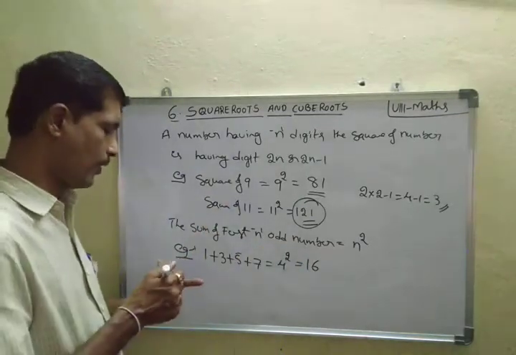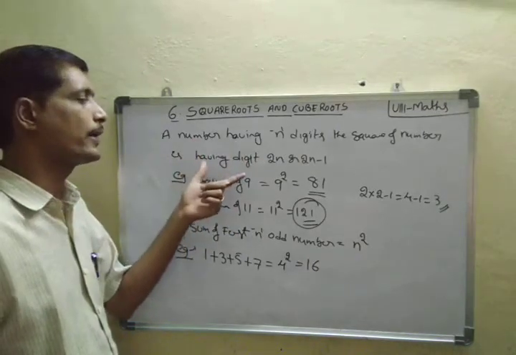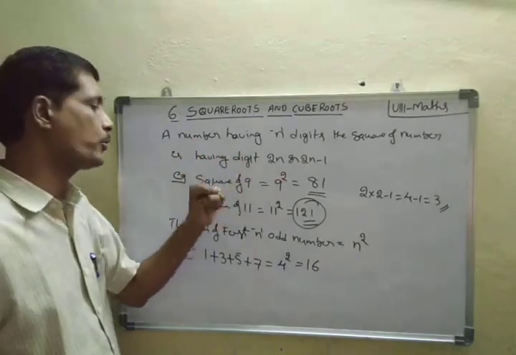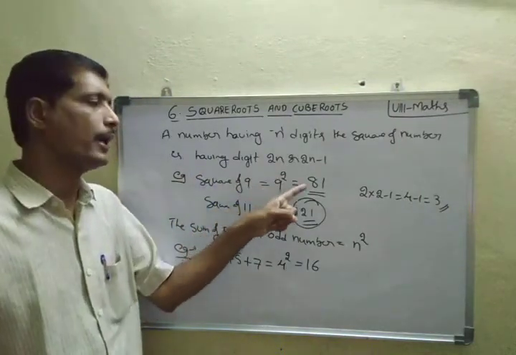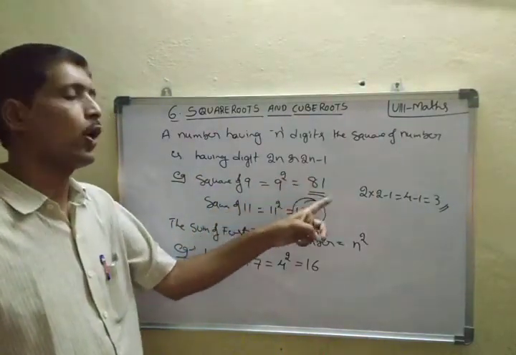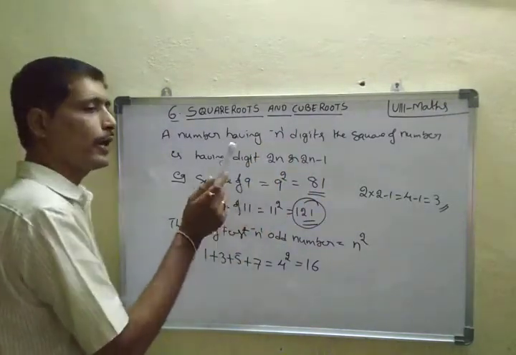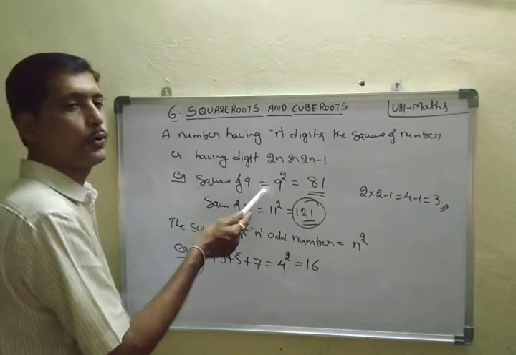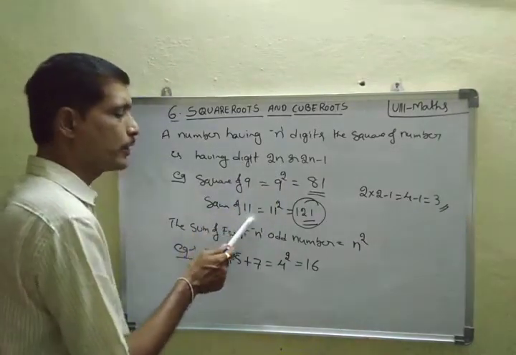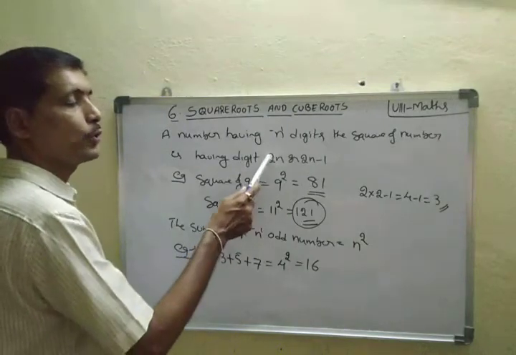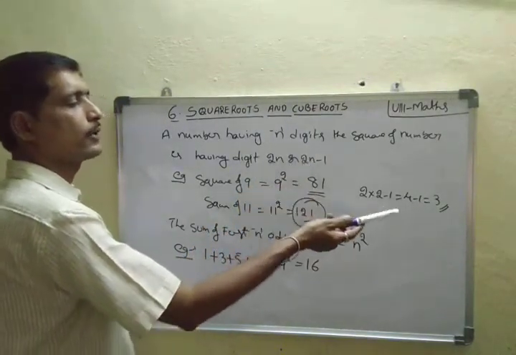These are the problems. A number having n digits, the square of the number has 2n or 2n minus 1 digits. The square of 9 equals 81. How many digits does 81 have? That is 2 digits. Yes. Here the number has only 1 digit, and 2 into 1 equals 2 digits. Or a number having 2 digits, like 11. Here 2 into 2 is 4 digits, or 2 into 2 minus 1, that is 4 minus 1, that equals 3 digits.